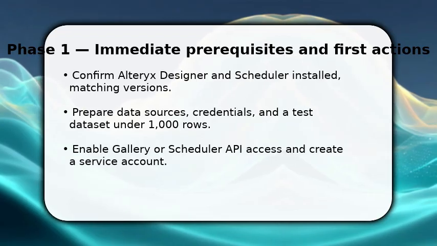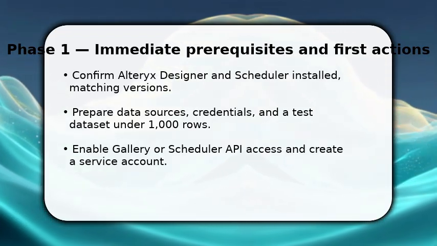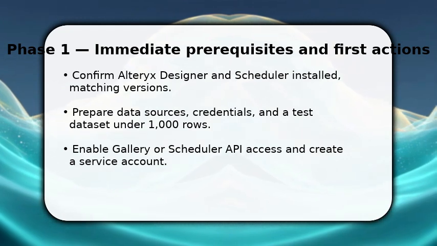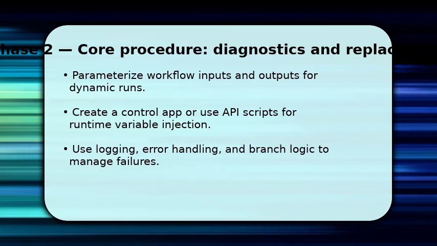Now save a simple workflow that reads and outputs, and run it manually to confirm expected results before moving to automation. You parameterize inputs so schedules can pass dates, environments, or file paths without editing the canvas. Then choose your orchestration: a gallery schedule, scheduler job, or API-driven script. Use transitional scripts to exchange tokens.